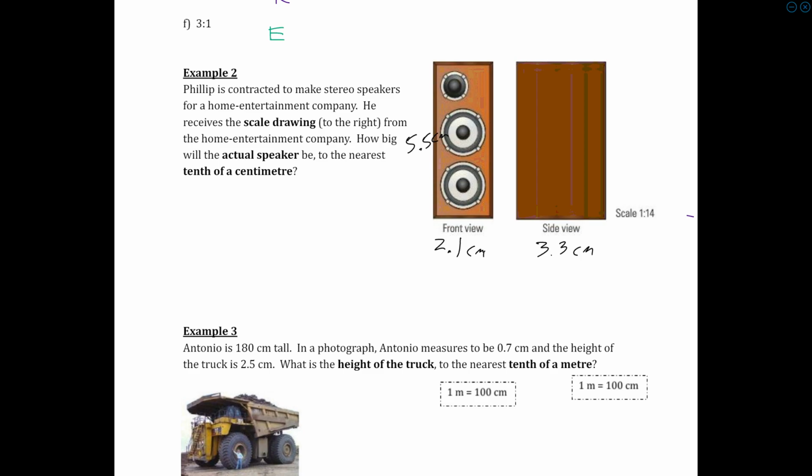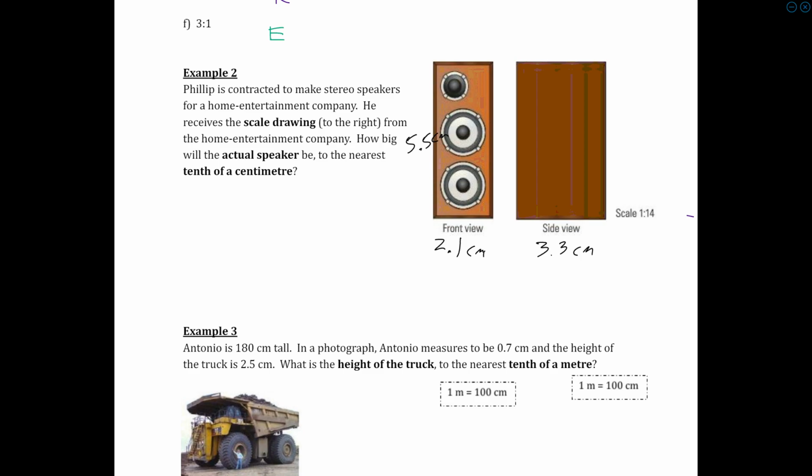Now, I think this question is a little bit vague. It asks how big to the nearest centimeter. You could be asked volume, but all it's really asking is for length. So why don't we just pick a length and go with it. I'm going to do how big is it in terms of height. That seems like kind of an interesting question here.